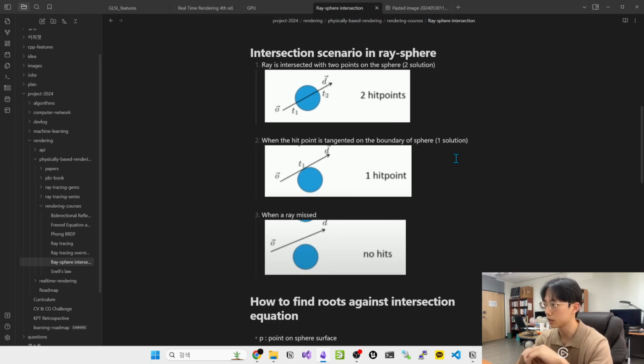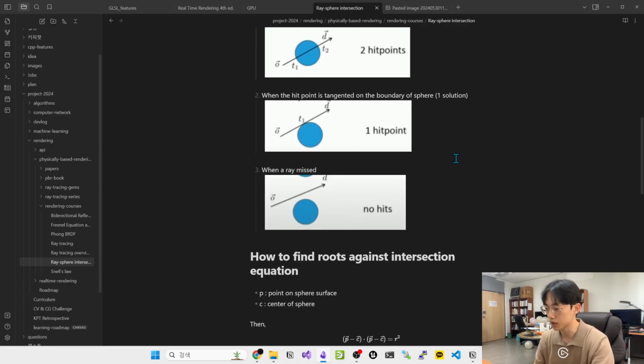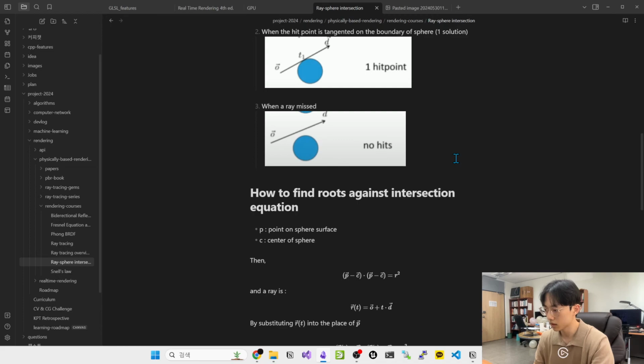There can be three intersection events between the ray and the sphere. The first one is that the hit point can be 2, or the hit point can be exactly 1, which is the tangent case. And the last one is when the ray misses. It means that there is no hit at all.